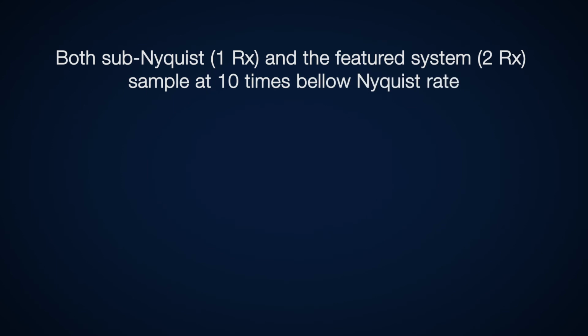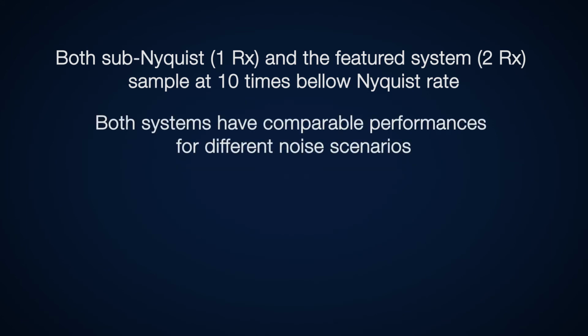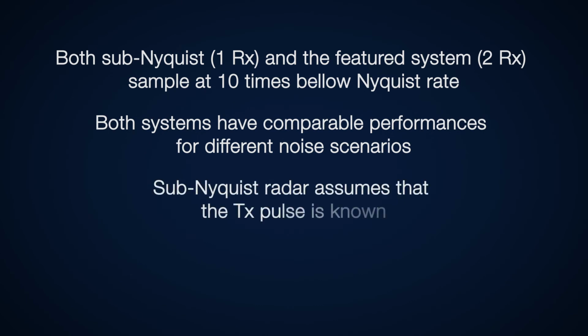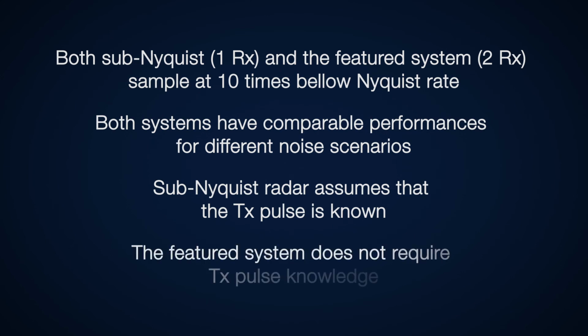To conclude, both the sub-Nyquist system with a single receiver and the featured system with two receivers sample at 10 times below the Nyquist rate, and both systems have comparable performances for different noise scenarios. But while a sub-Nyquist radar assumes that the TX pulse is known, the featured system does not require TX pulse knowledge.